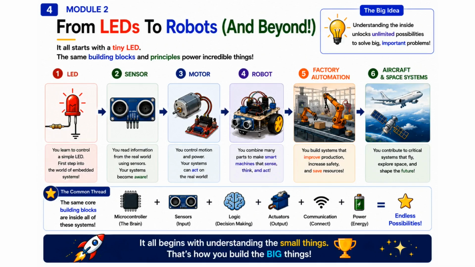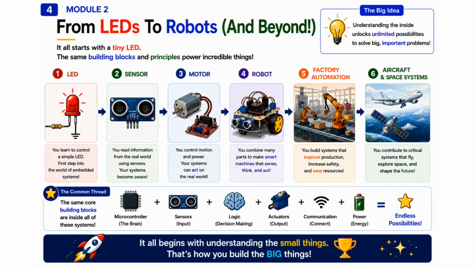In factory automation, engineers build systems that improve productivity, increase safety, and save resources. And in aircraft and space systems, these technologies help us fly, explore space, and shape the future. The important lesson is that the same core building blocks exist in all these systems.